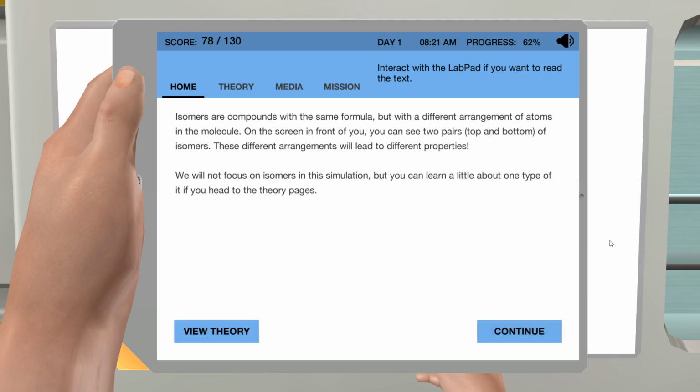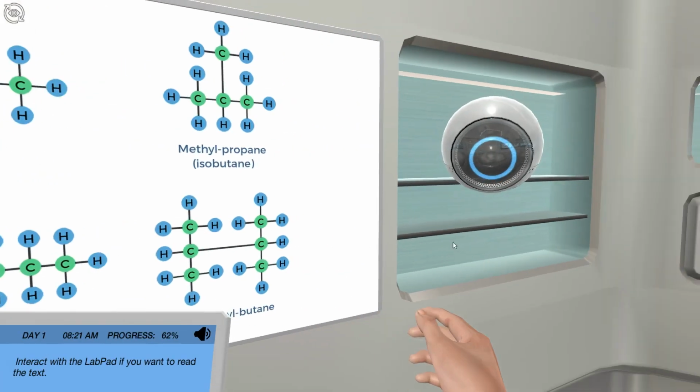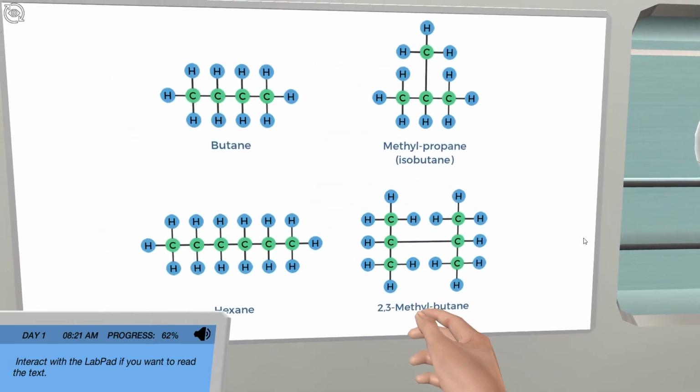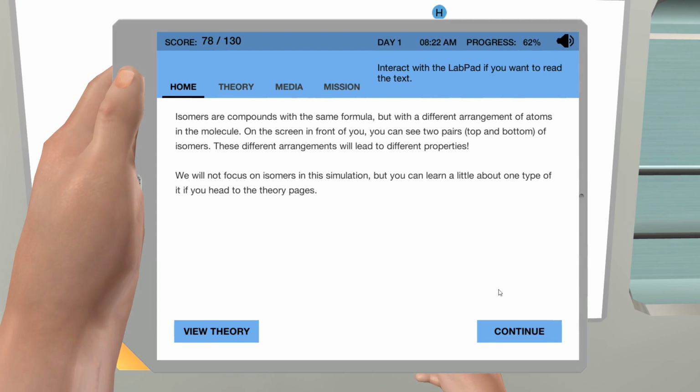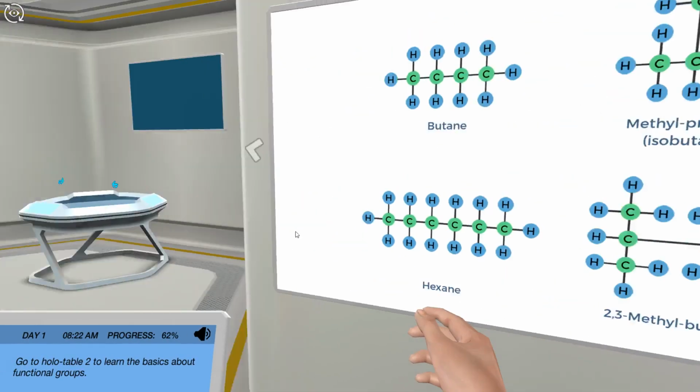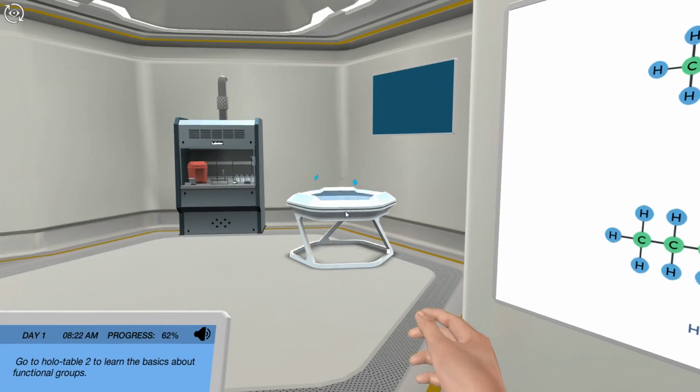Isomers are compounds with the same formula, but with a different arrangement of atoms in the molecule. On the screen in front of you, you can see 2 pairs of isomers. These different arrangements will lead to different properties. We will not focus on isomers in the simulation, but you can learn a little about one type of it if you head to the theory pages. Go to Holo Table 2 to learn the basics about functional groups.